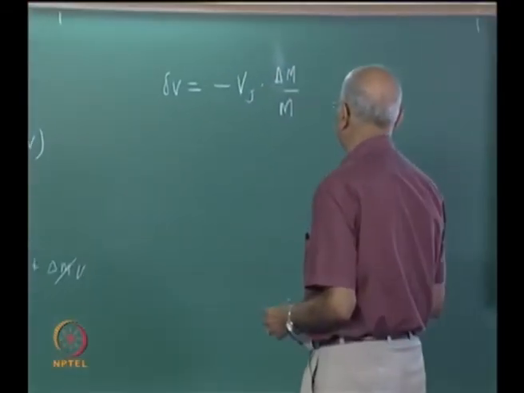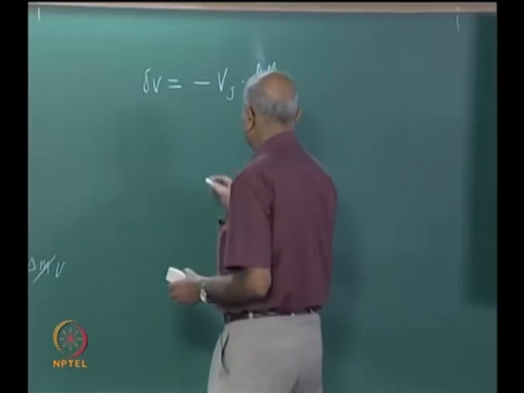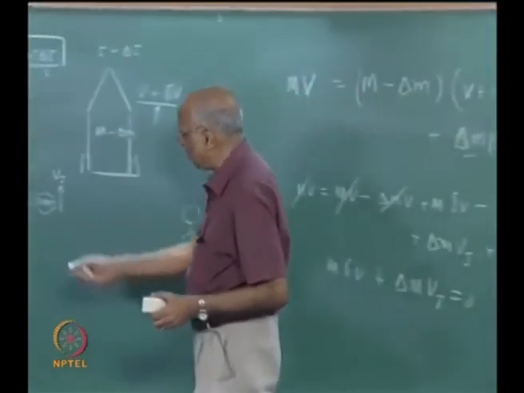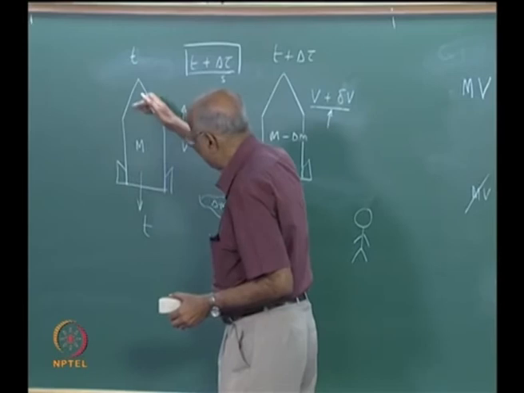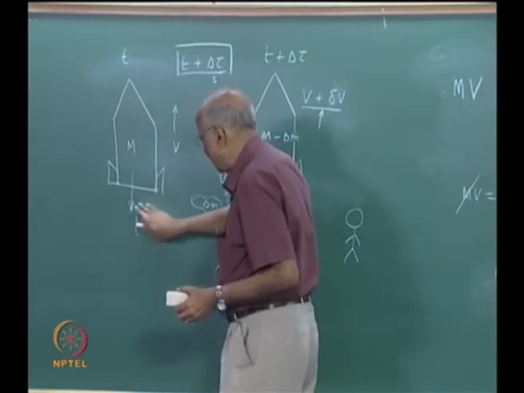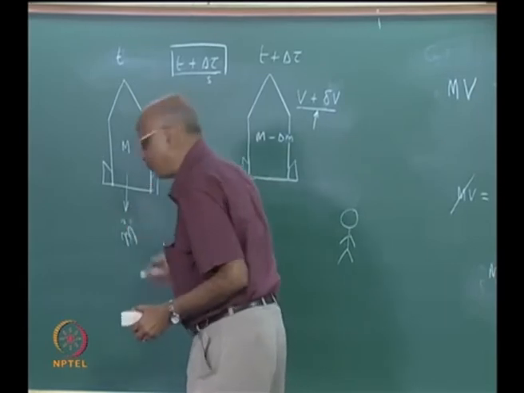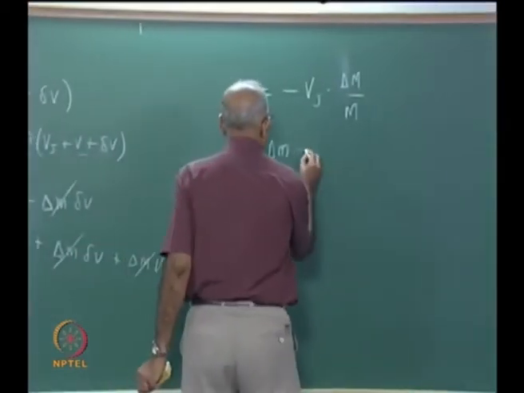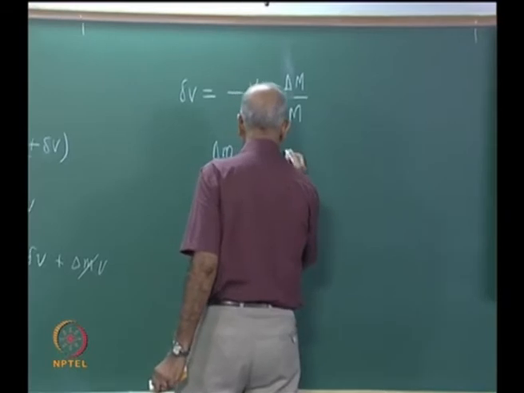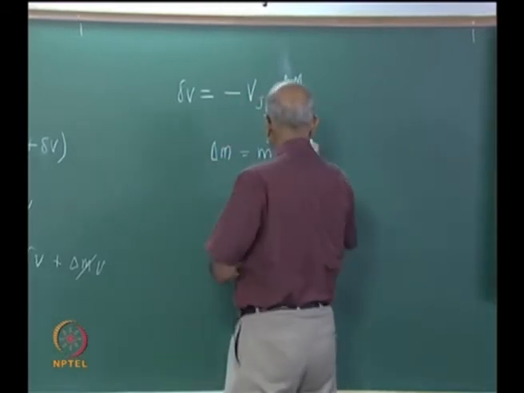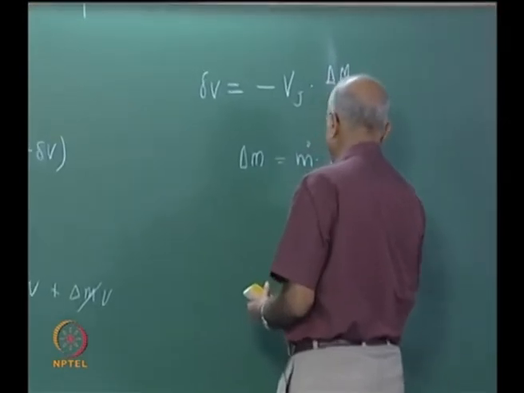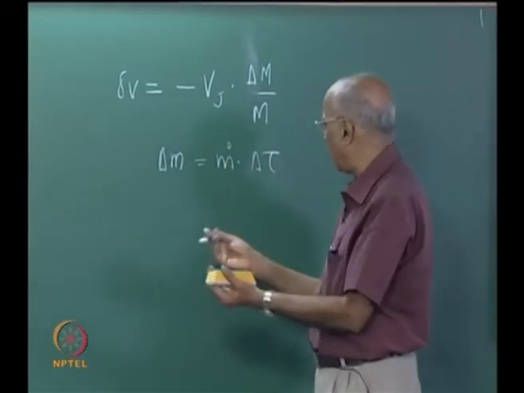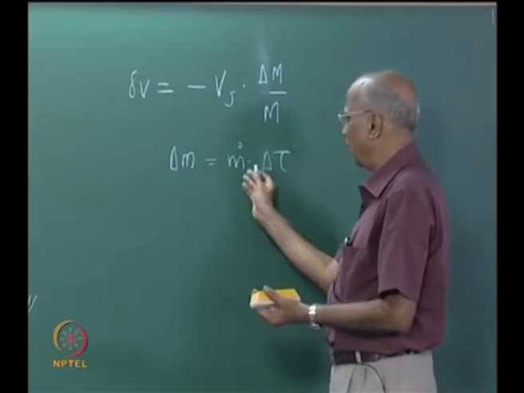Okay. Now we want to solve this equation. How do I solve this equation? I get delta m. What is the value of delta m? Let us assume that the mass which gets exhausted from the nozzle is something you are constantly pushing out at the rate, let us say, m dot. Therefore, the value of delta m should be equal to m dot into the small time delta tau. You know, the rate at which mass is leaving the nozzle is m dot, over a small time delta tau. It is equal to m dot delta tau.